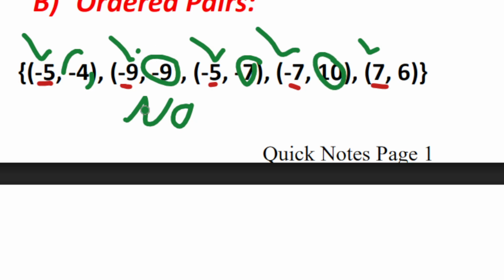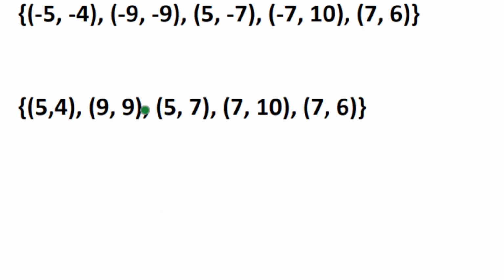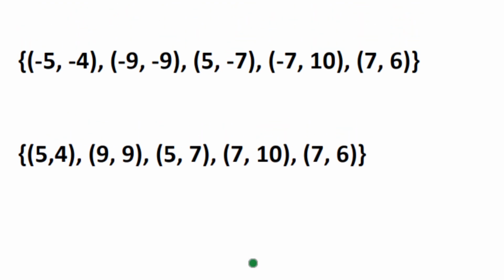It's not important here. Now let's look at another example. Is this a function here? We just look at the x's.